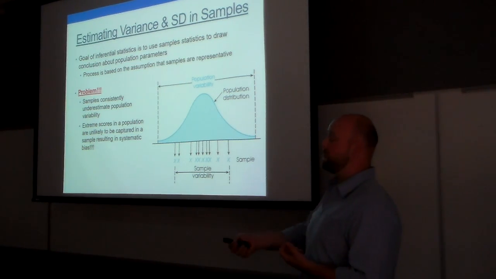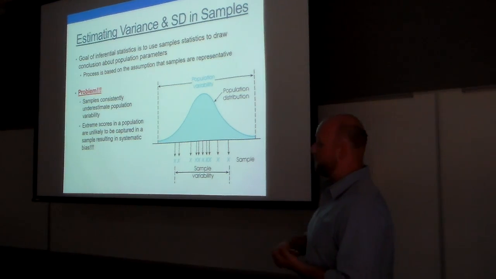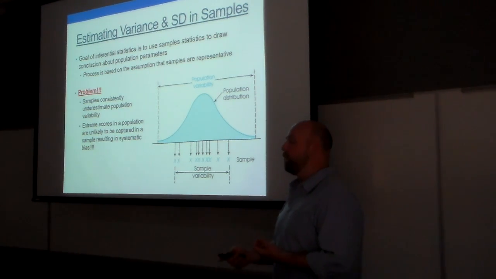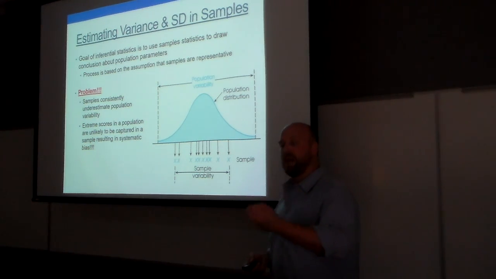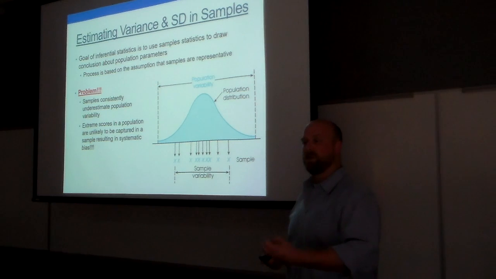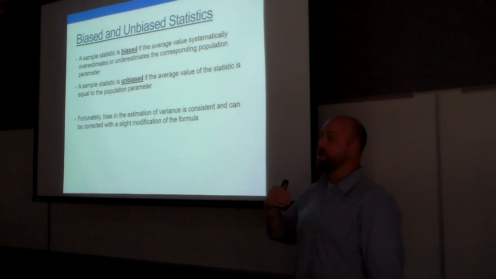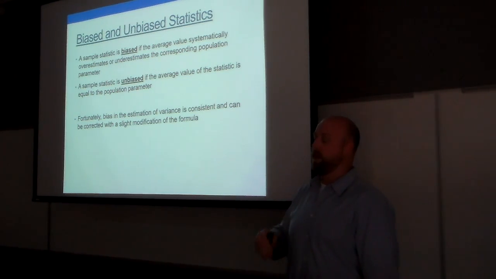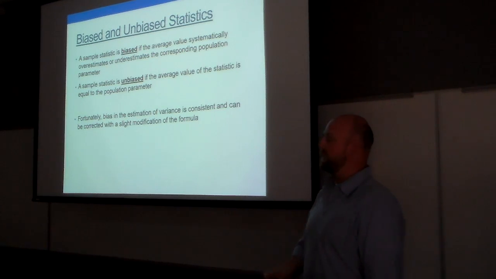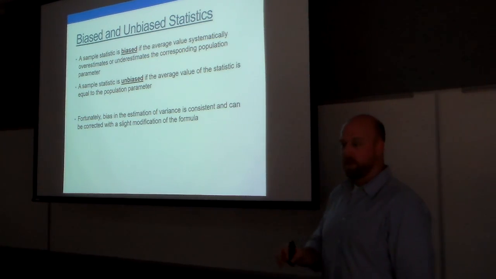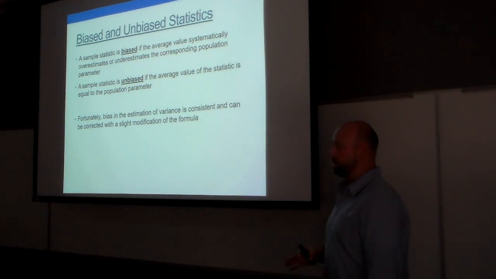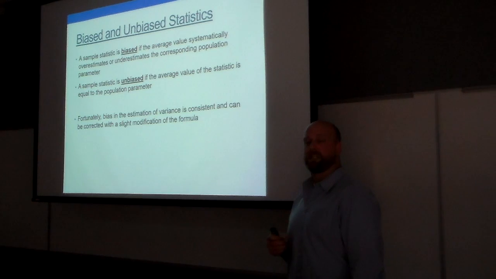But if we're using the population formula with our samples to estimate the population variance, we're going to get a statistic that's, on average, systematically smaller than the actual value. So if we're using our population formula for variance in our samples, we're going to produce a biased statistic. Okay. People kind of see what's going on here and what the problem is. Good news is the bias in this estimate is consistent, and we can fix that really easily with a slight modification to our formula.